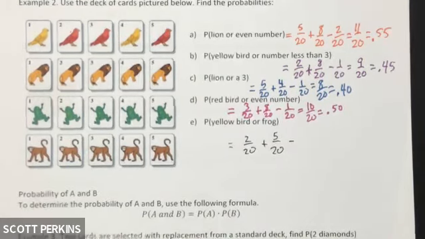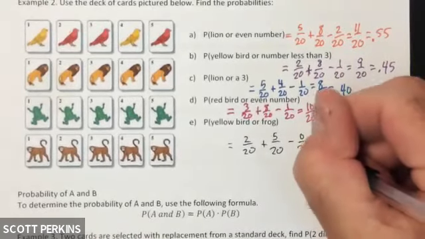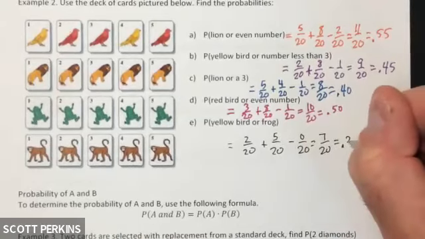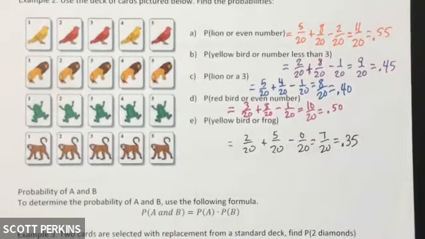Boom, yes, mutually exclusive. Thank you very much. And so that is 7 out of 20, and 7 out of 20 is 0.35 if you want to make a decimal out of it. Okay, so that is our OR event.